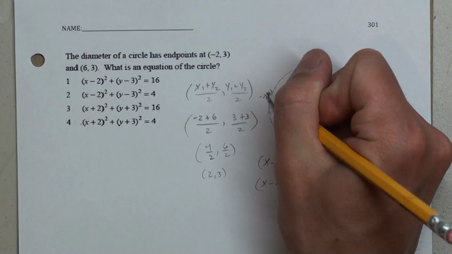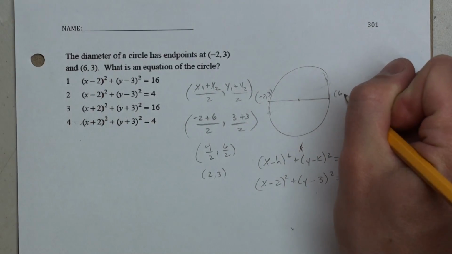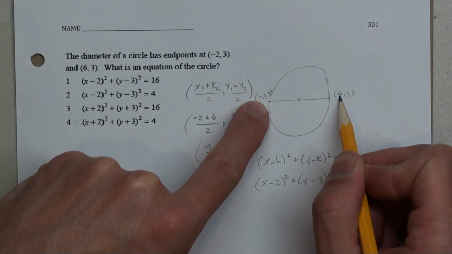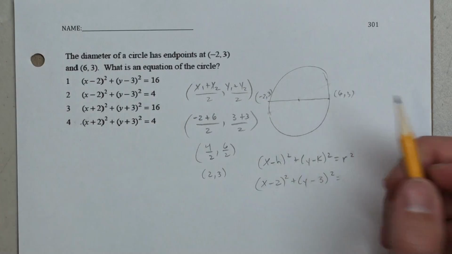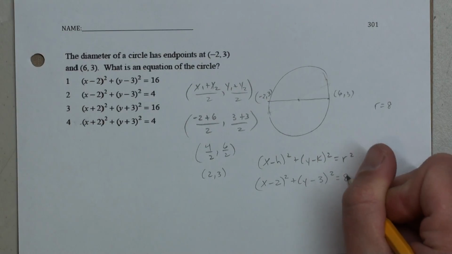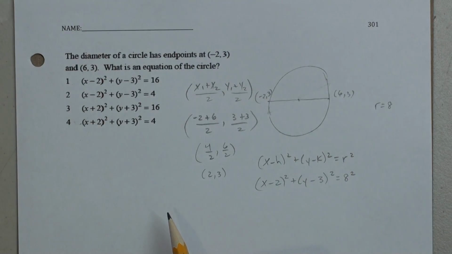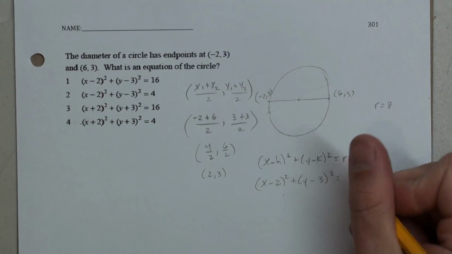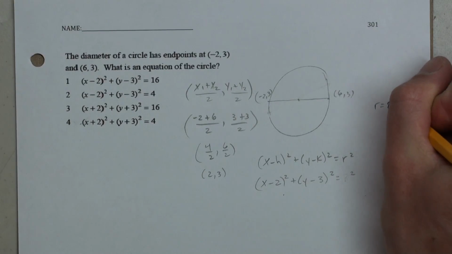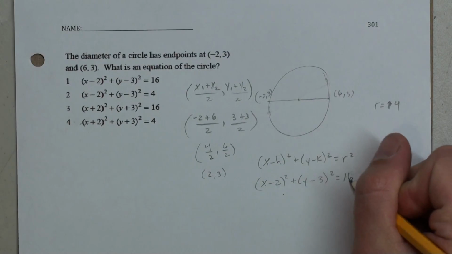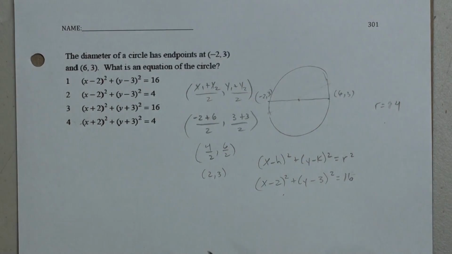This would be (-2, 3), and this point would be (6, 3). I could actually just see the distance between these two is 6 plus 2 more. From -2 to 6, that's 8. So the r would be 8, so equals 8 squared. No, oh, the radius would be 4, sorry, equals 4 squared. So this would equal 16. So choice 1.